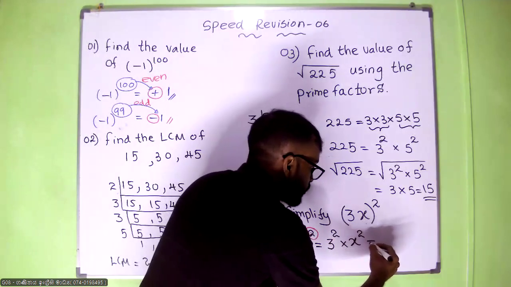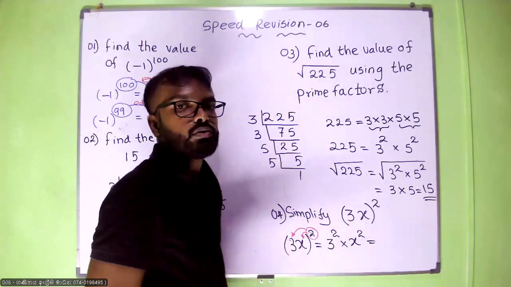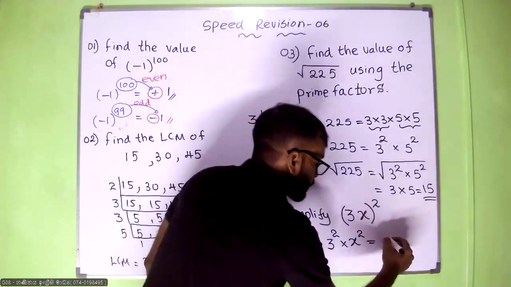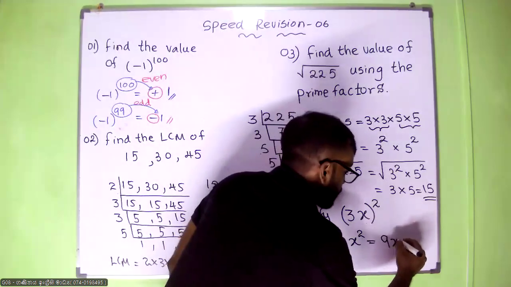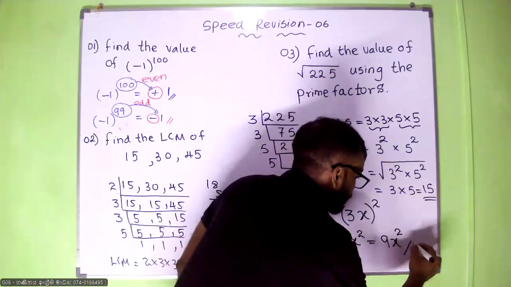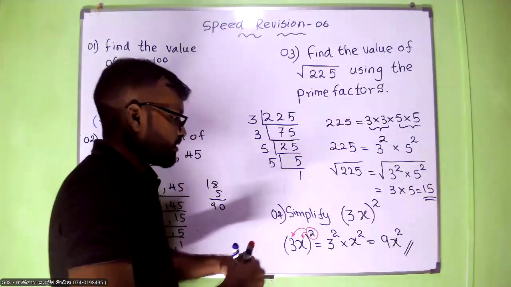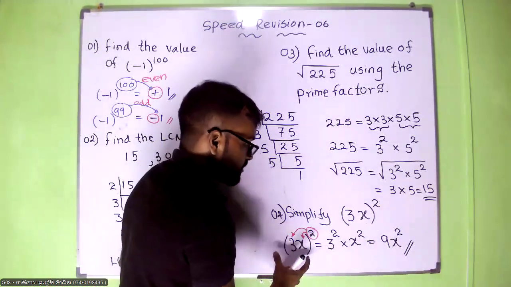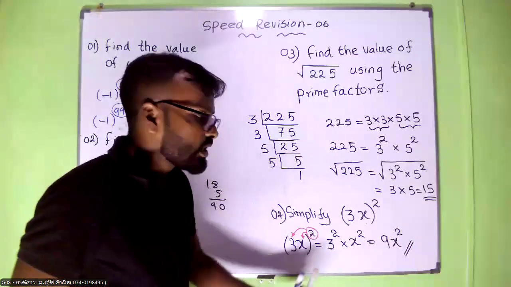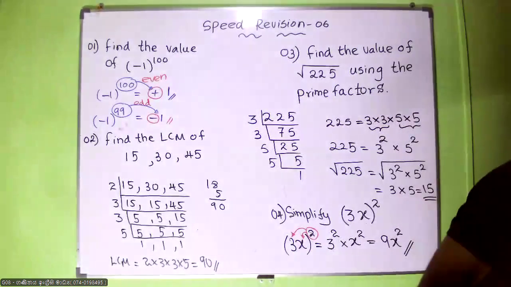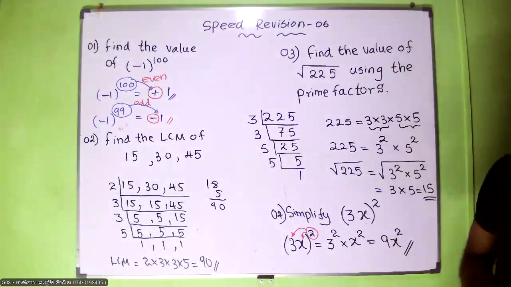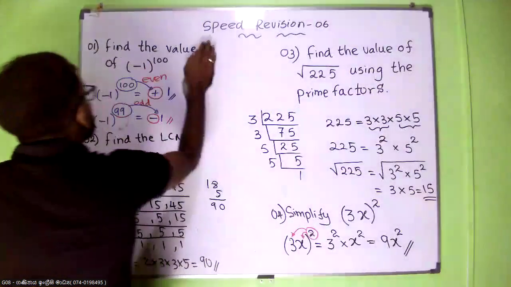Okay, now you know how to do this one. 3 to the power 2, 3 times 3, 9. x to the power 2, x square, same. So this is the answer: 9x square. Simplify this. These are the steps that you need to do. You have to do these things again and again. Right. Fourth one, fifth question.